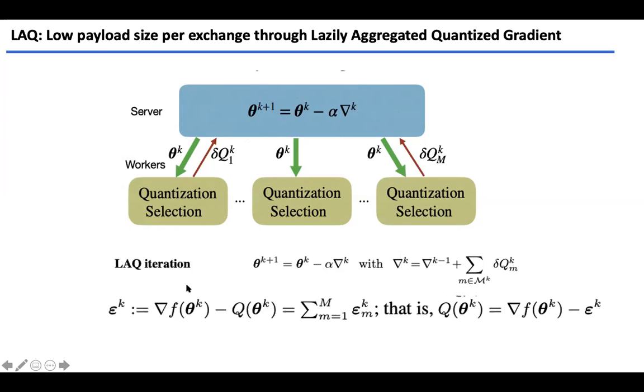So at every iteration, theta k is equal to the outdated one plus the aggregated difference between the current and the previous gradient. Therefore, if we want to compute the error in the quantized vector, the error is the difference between the actual one and the quantized version of it. And this is per worker, it's the same thing.